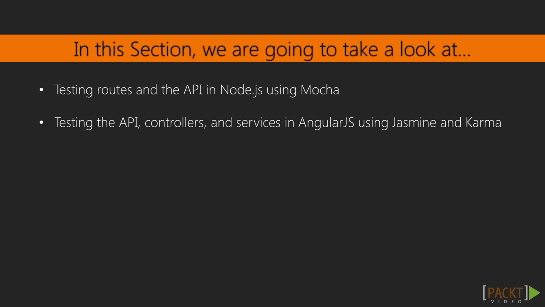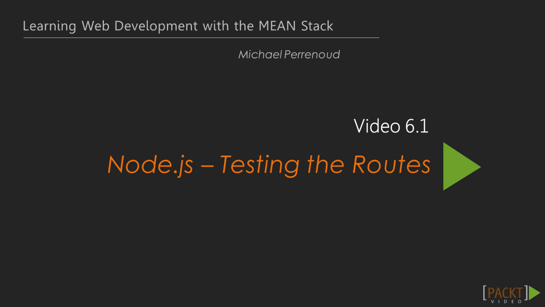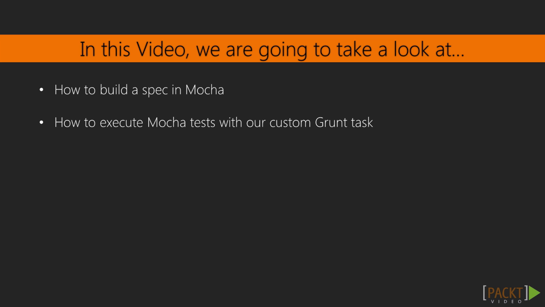Over the next 5 videos, we are going to be testing our application. We will use Mocha, Chai, Jasmine, and Karma. This is where we get to harden our application. This is the first video in this section, and in this video we will be discussing how to build a spec in Mocha to test a route and how to execute our Mocha tests using our custom Grunt task.